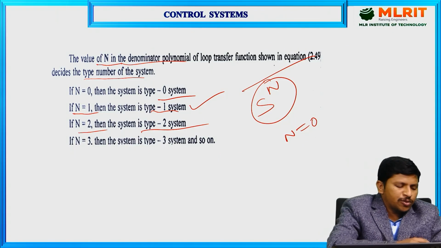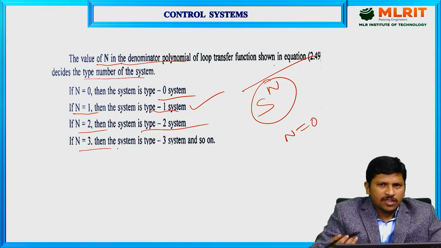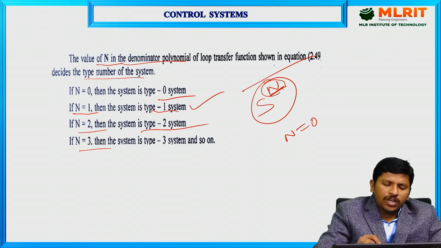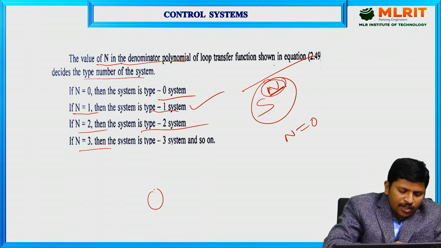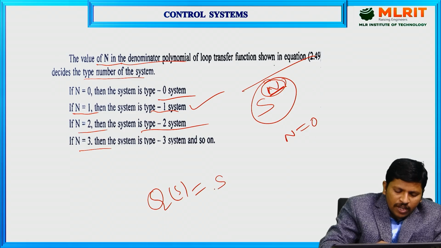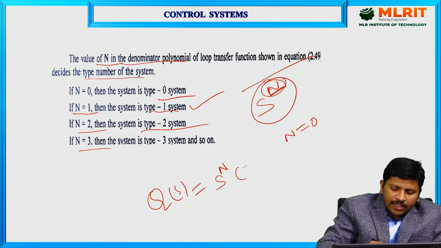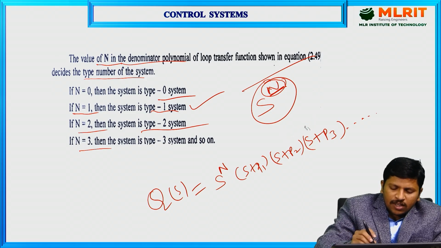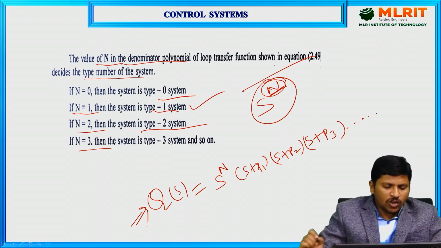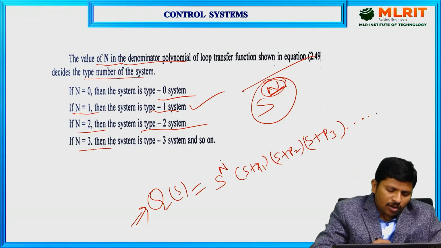If you substitute n equals 3, then the system type number is 3. Like that, we substitute the value in place of n. Here n is the power of s in the denominator polynomial: q of s equals s power n into s plus p1, s plus p2, s plus p3 and so on. This is the denominator polynomial.